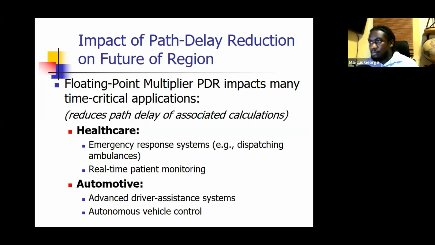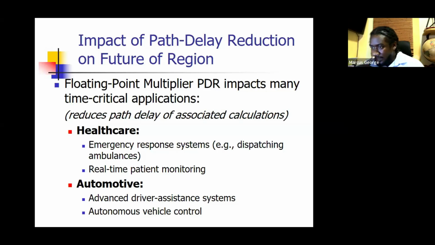So let's complete this lecture with a discussion on how the path delay reduction of the floating point multiplier system can impact the region. It can impact the region in many time-critical operations, and it does that by reducing the path delay of the associated calculations. So all of those systems will have either multiplier systems, dividers, all those kind of things involved. And if we were to apply the same technique to those systems, it would result in significantly reducing the path delays of those entire implementations.